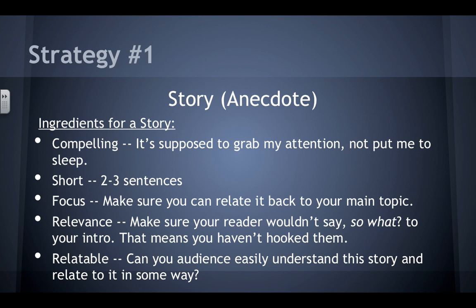Make sure it's focused. Can you relate it back to your main topic? Is it relevant? Make sure your reader wouldn't say, "So what?" to your intro. That means you haven't hooked them. It should be relatable. Can your audience easily understand the story and relate to it in some way?